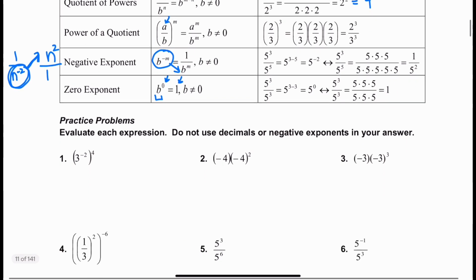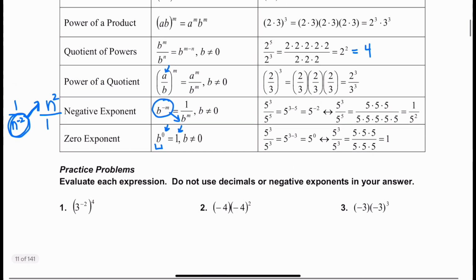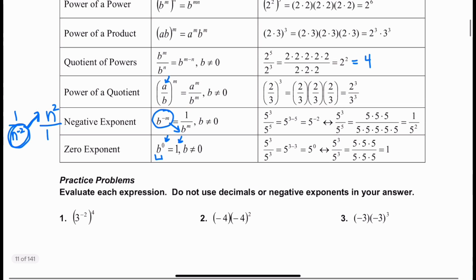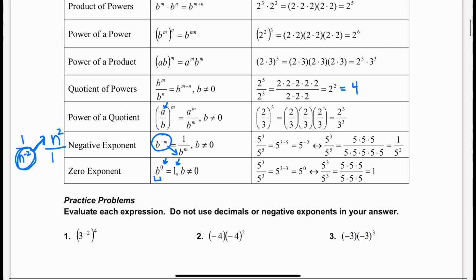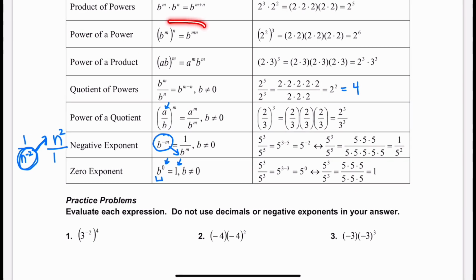Okay, so we're going to evaluate each expression. We're not using decimals or negative exponents in our answer. On number 1, I have 3 to the power of -2, and that's to the power of 4. So we are going to use the power of a power. If you have a power here and a power here, we just multiply those exponents together. 4 times -2 is -8. This is going to be 3 to the power of -8.